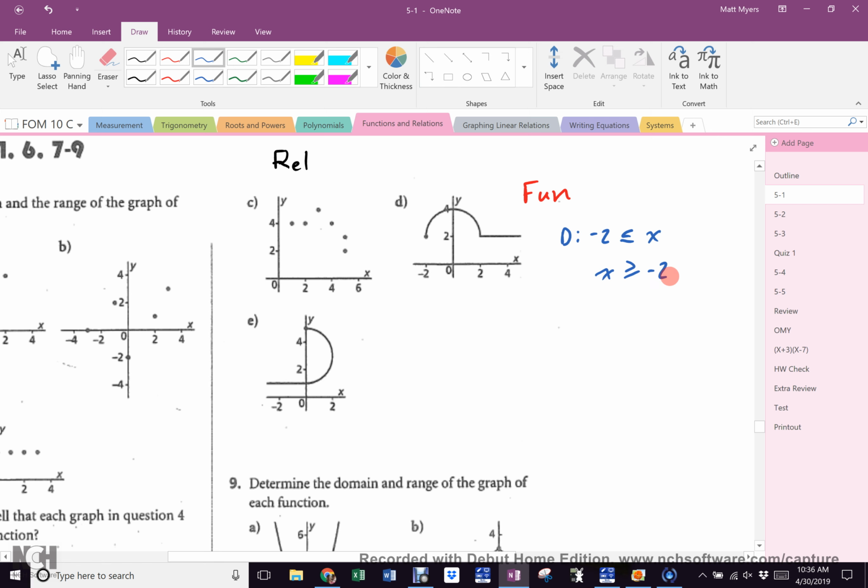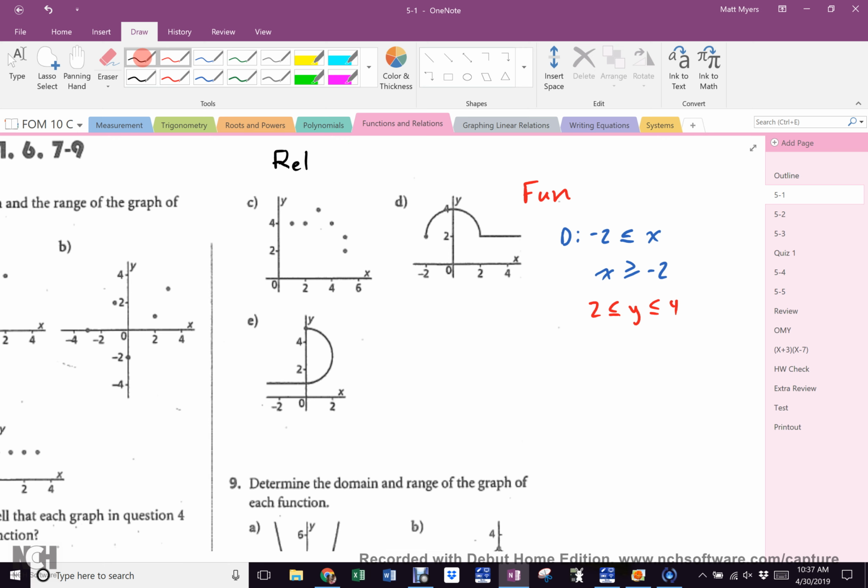And what's the range? What's my lowest range? 2. Less than or equal to y. And what do I go up to? Less than or equal to 4. Everybody got it? Okay, what about E?